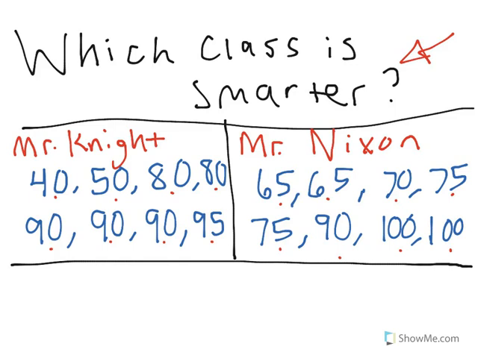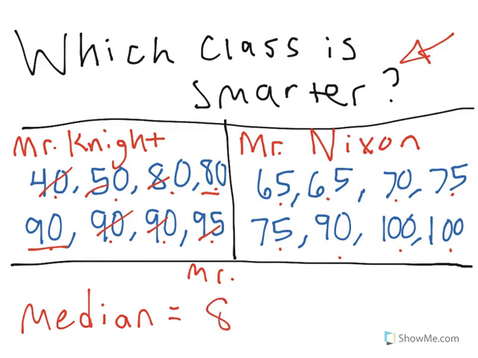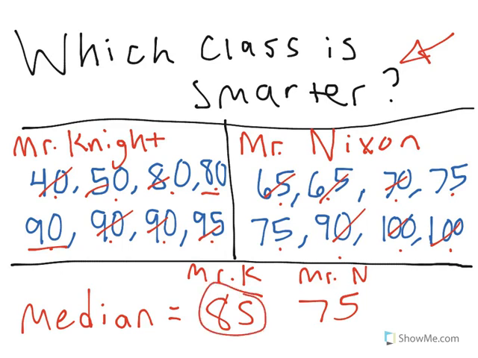So if we just did the median, you would see that in Mr. Knight's class we're left with an 80 and a 90. So Mr. K, his median is 85. Mr. Nixon's, though, our 2 middle numbers are 75, so our median is 75. So Mr. Nixon's class median is lower. So if I was making an argument that Mr. Knight's class is smarter, I could make the argument that my median is higher, therefore my class is smarter.